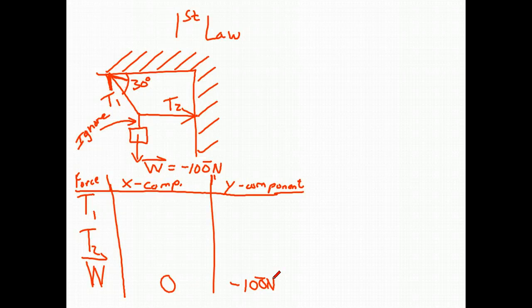Now if we look at T2, is T2 pointing in the x direction? Absolutely. How much of it is pointing in the x direction? All of it. And I'm going to put the plus sign just to say that it's positive x. The y value, if you think about it, is actually 0.